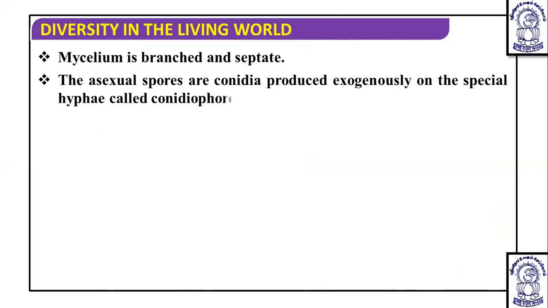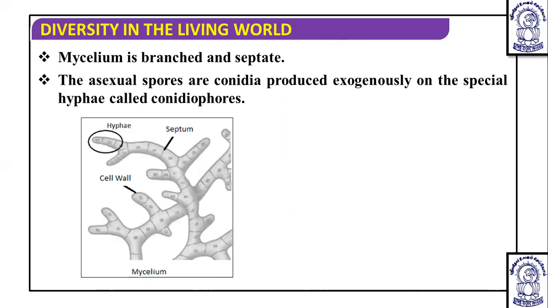And if we talk about reproduction, we come to know that there is an asexual spore, mitospore, and conidia are produced here. We have studied that conidia are produced exogenously on the special hyphae, that is conidiophore, specifically on the sterigmata in a basipetal order, that we have discussed in that particular type of spore. Here you can see this is the septum, this is the hyphae, this is the mycelium, and septate and branched mycelium is found in case of ascomycetes.